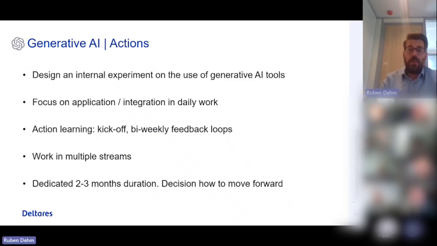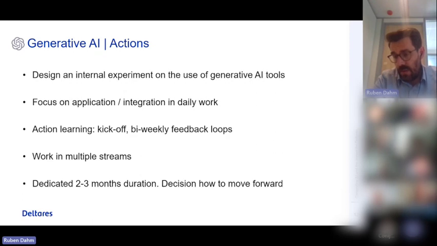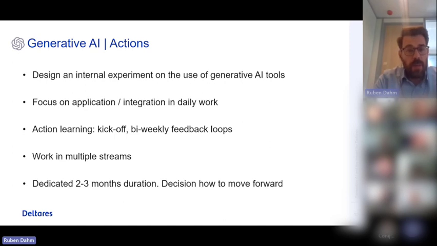So we designed an internal experiment on the use of generative AI tools, where we focus on applying it and integrating it in the daily work. Not a one-off group of a couple of colleagues who had a day to spend on it, but actually, hey, you have a project, what would it mean to this project? We deployed it in an action learning way. We organized the kickoff, and we have bi-weekly feedback loops. So the whole group, for certain parts of the experiment, they come together, online sessions, and we ask them, what did they learn? How did it work for them? Any tips or tricks on prompt engineering, for instance.